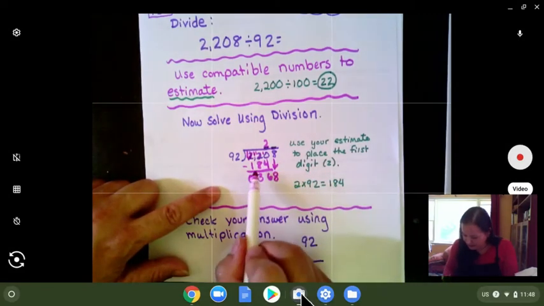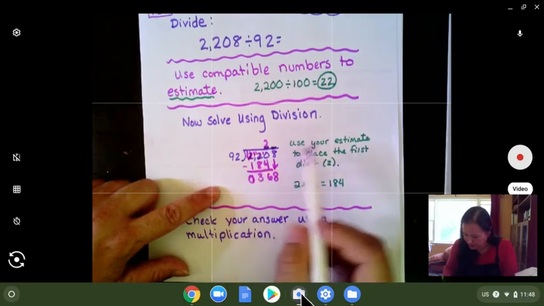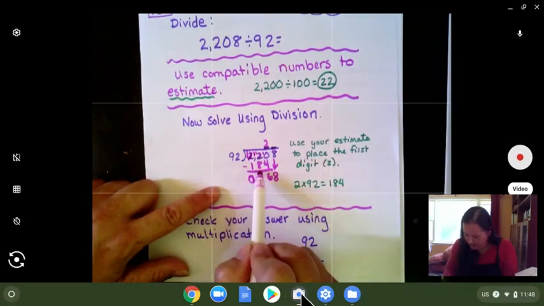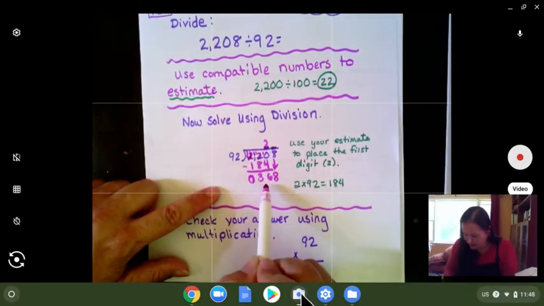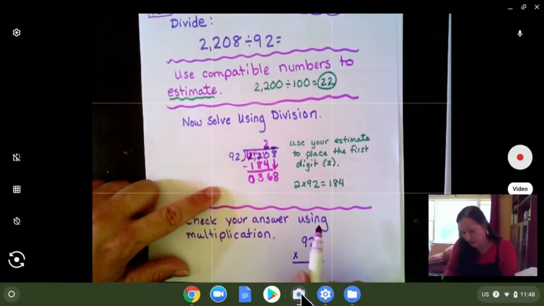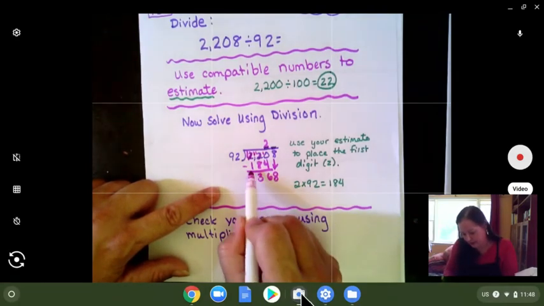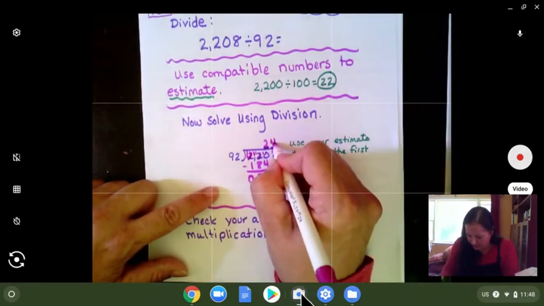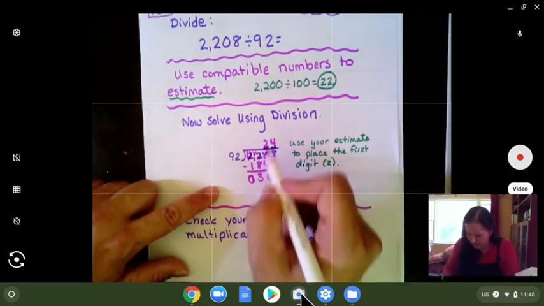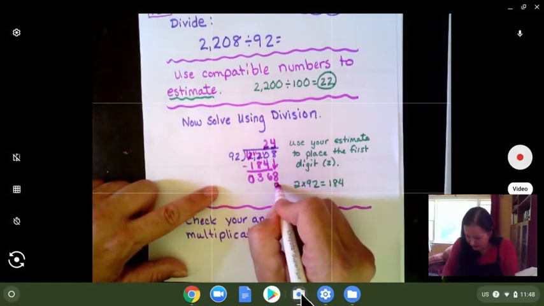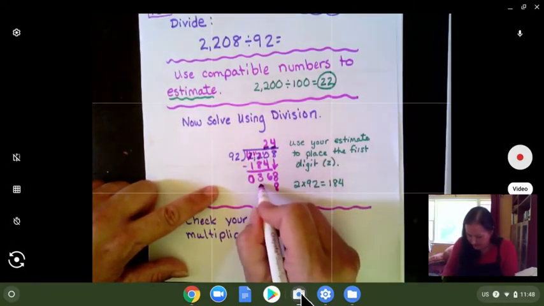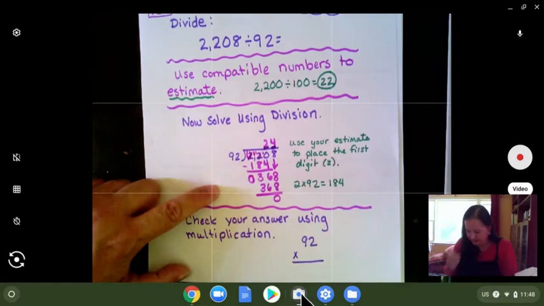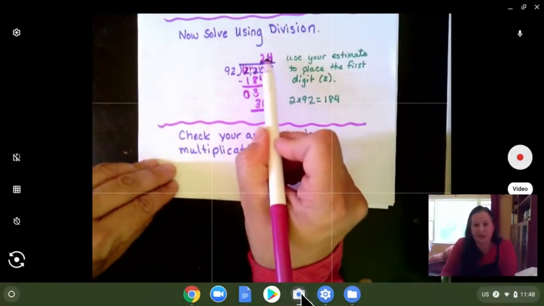And I'm going to look at this. This was 2. 2 times 92 was 184. This is 368, which is almost double. It is double 184. So I'm going to try a 4 here because I'm going to double my 2. So 4 times 2 is 8. 4 times 9 is 36. I subtract and I get zero.